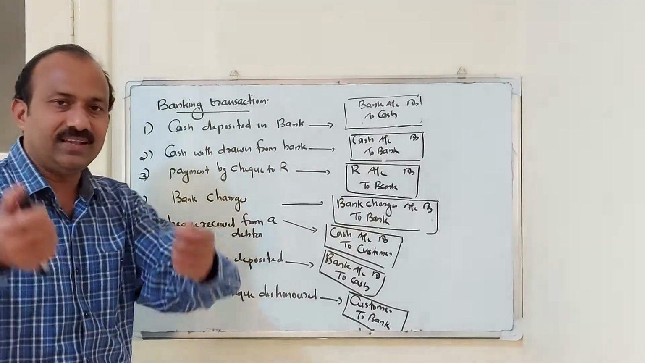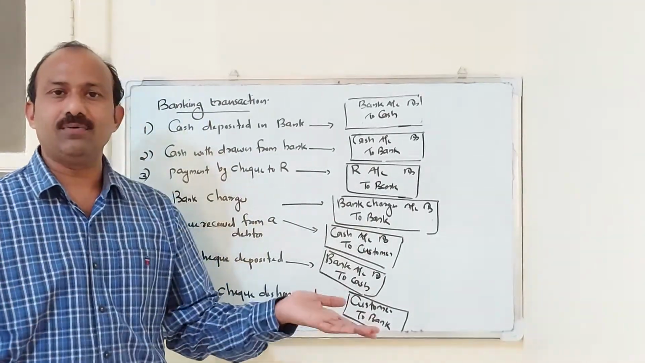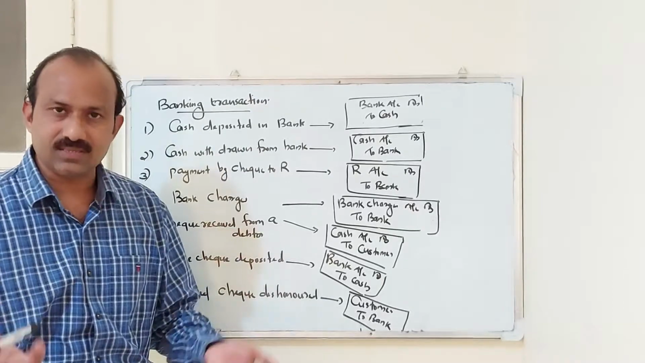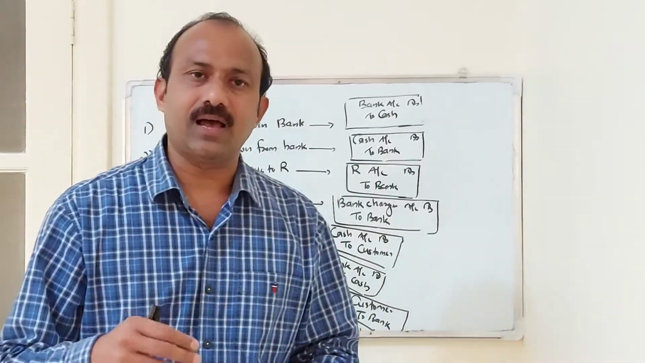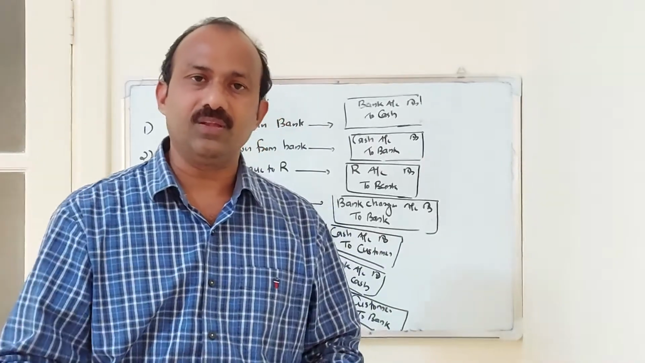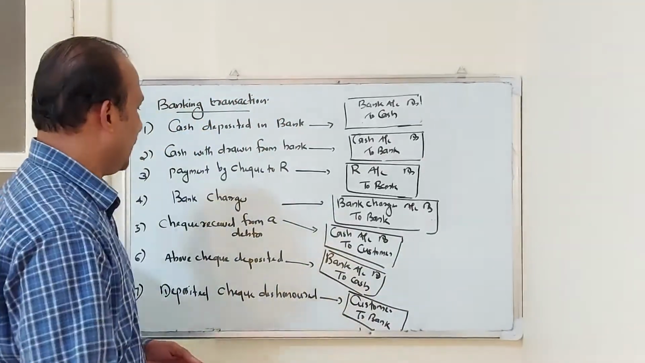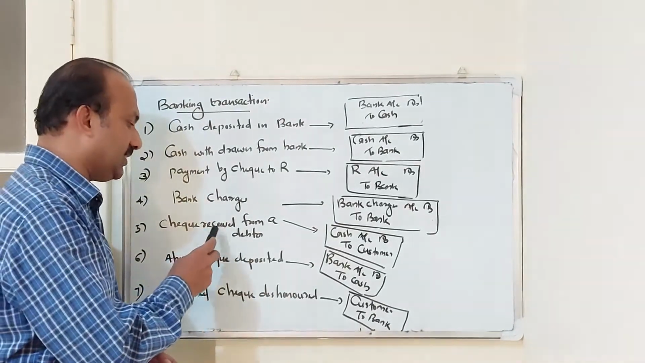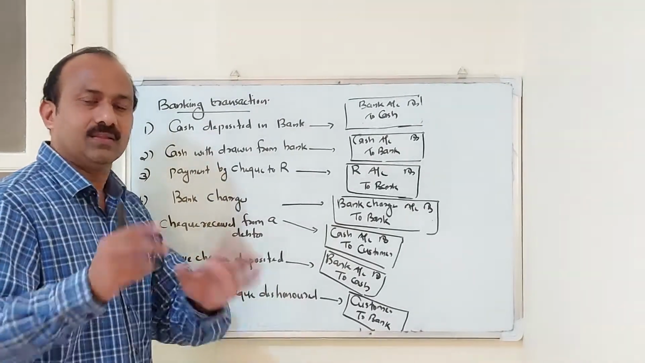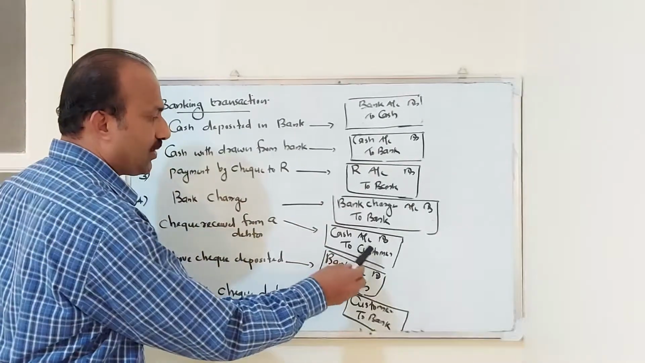Then you received a check from a debtor, because you have many credit sales and many customers. They are coming to purchase, cash or credit. Credit means after 3 months or 1 month or after 1 week only you will receive the money. Therefore, when an organization receives a check from a debtor and you are not depositing that one, cash account debited to customer.